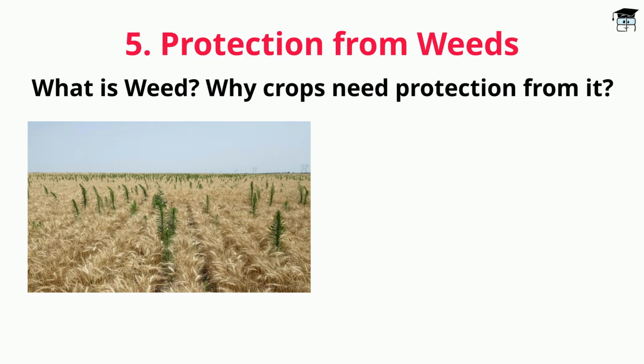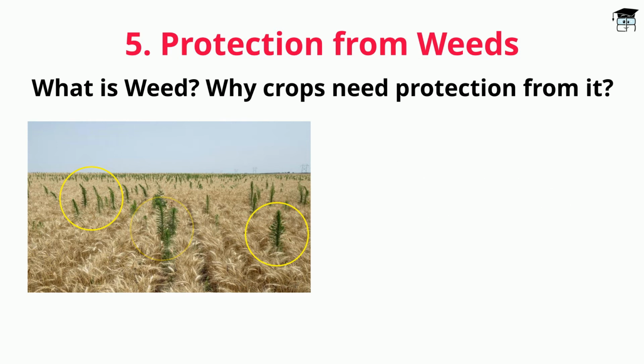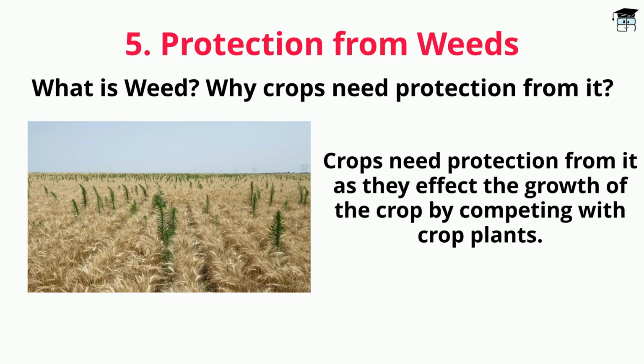What is weed? And why crops need protection from it? Weed is undesirable plant in the field which grows naturally along with the crop. You can see certain green plants in the wheat field. These green plants in the wheat field are weeds. Crops need protection from it because they affect the growth of the crop by competing with the crop plants for water, nutrients, space and light.